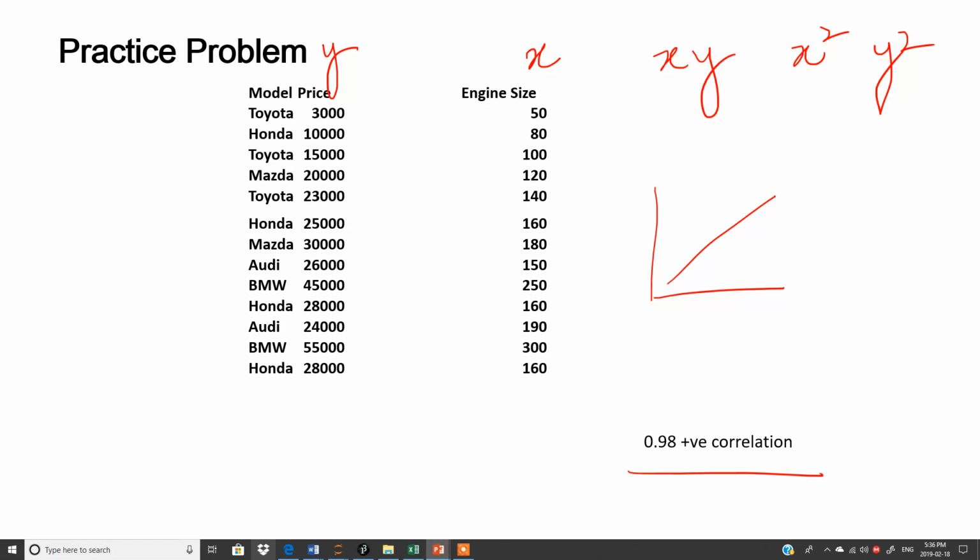So in this lesson we have discussed correlation, which is an important topic of statistics. I think everything is clear. If any point is still not clear, you can ask me.